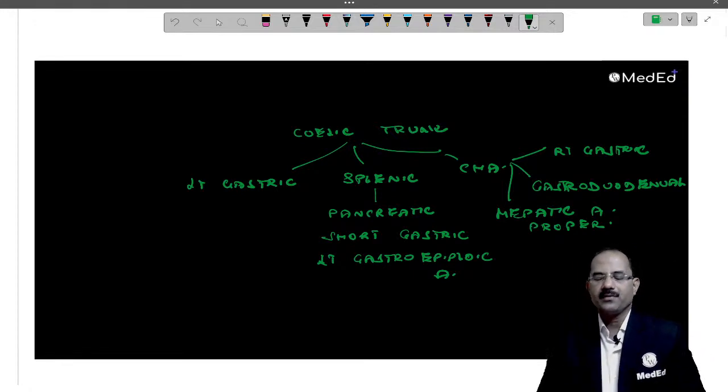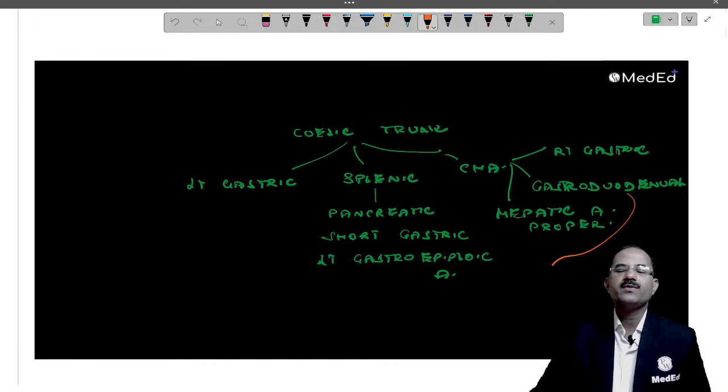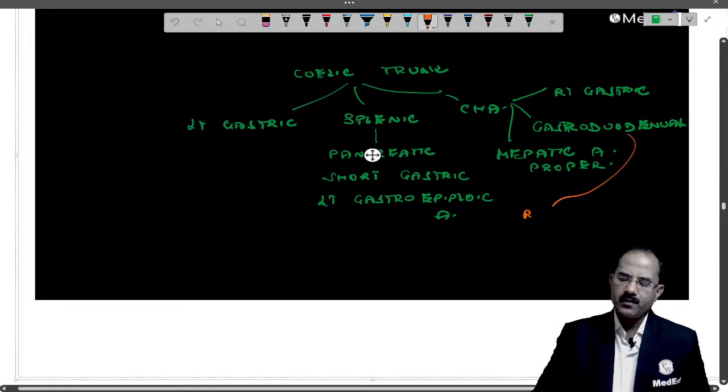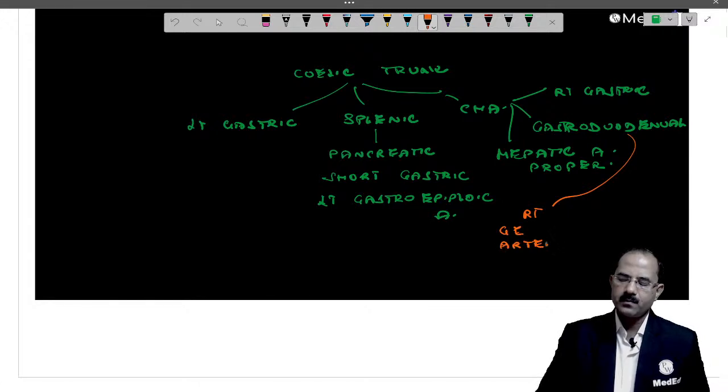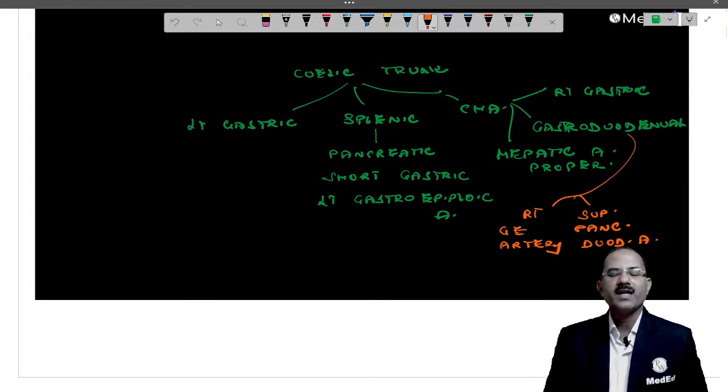So the common hepatic artery gives three branches. One is the right gastric artery, the gastroduodenal, and the hepatic artery proper. The gastroduodenal further gives two branches. Any guesses? The gastroduodenal artery further gives the right gastroepiploic artery and the superior pancreaticoduodenal artery. These are the branches of gastroduodenal artery.